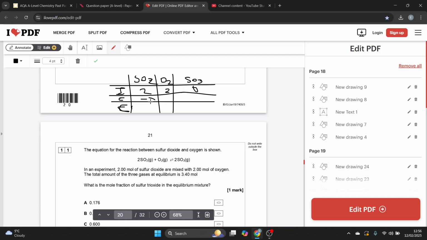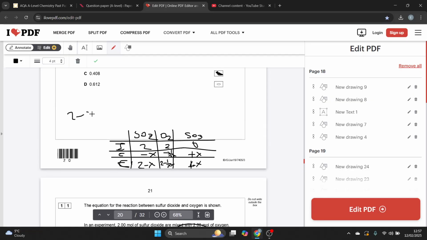I'm going to minus x to get 2 minus x, oh, actually minus the half x, 2 minus the half x, and therefore in this case I'm going to add x. I'm just going to get x. And I know the total number of equilibrium moles is 3.40. So all of that, 2 minus x plus 2 minus the half x plus x equals 3.40. That's what I've constructed now.